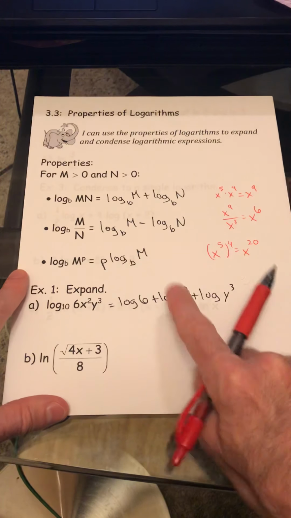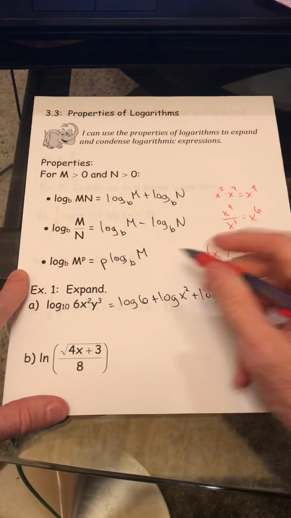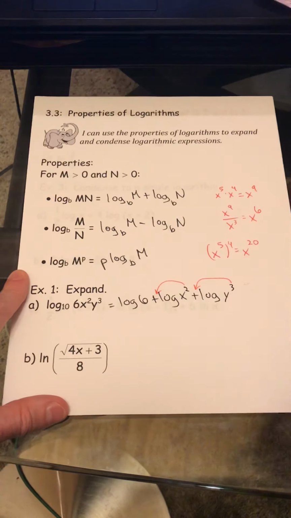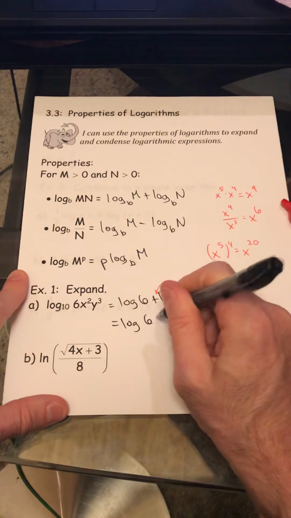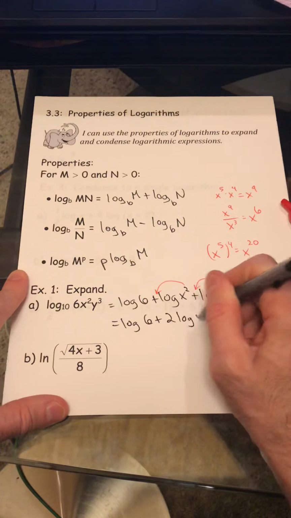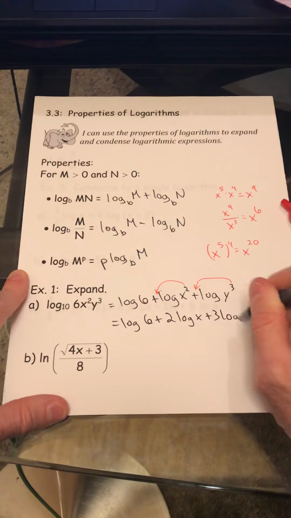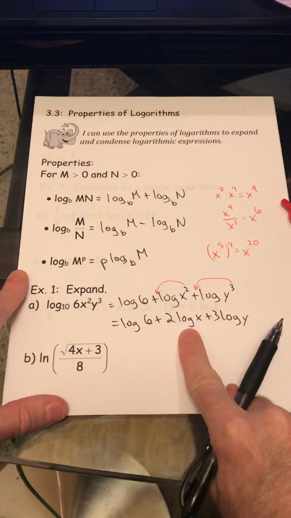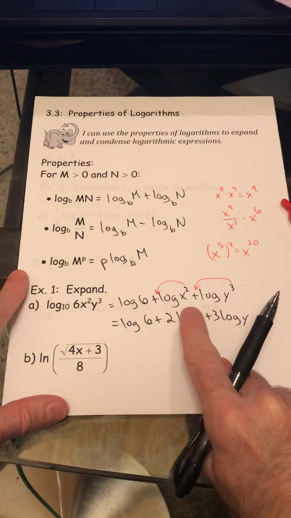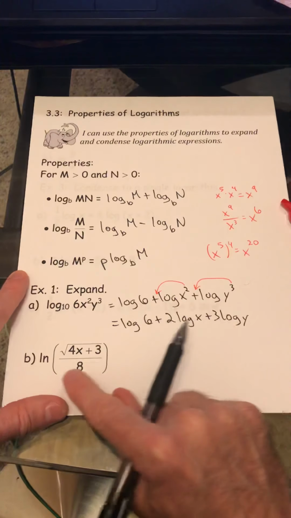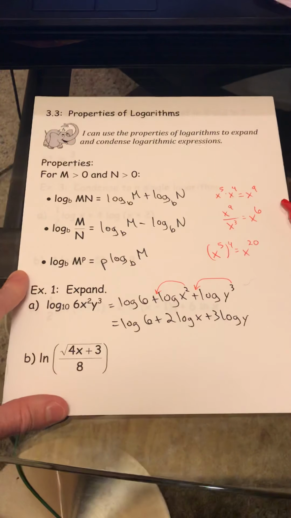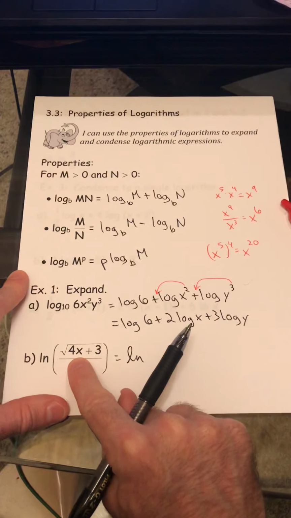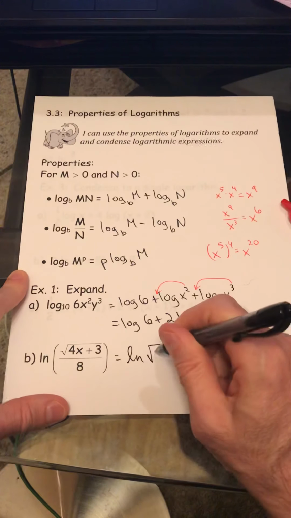Now, there is one last step. When you have these exponents inside, we can move them out to the front. So it's log 6 plus 2 log x plus 3 log y. If you're able to go directly from here to there, that's fine. I just wanted to let you see the in-between step. All right, next one, natural log. Now we have division. So to expand division, we are going to subtract.